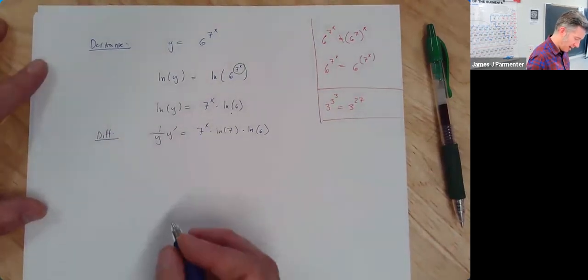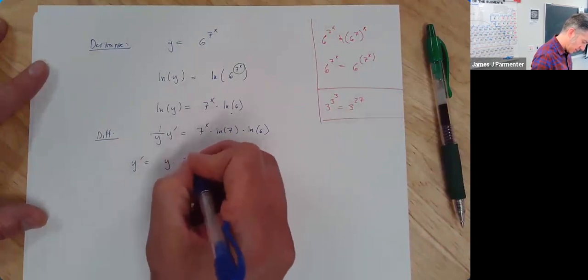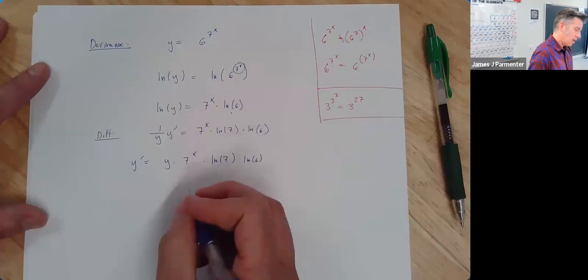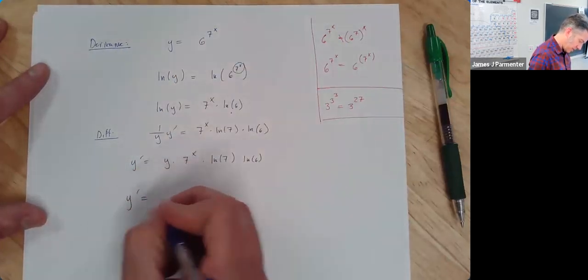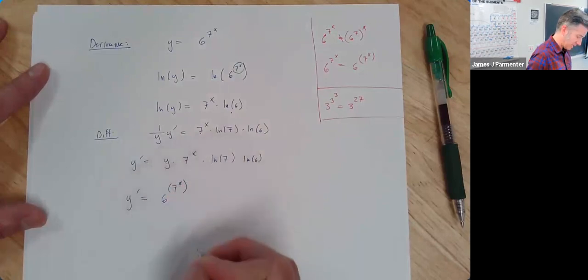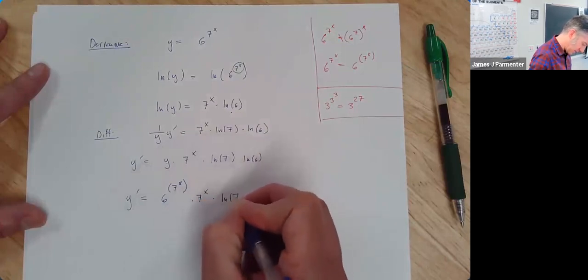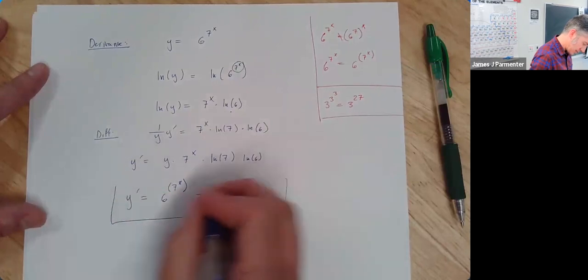Multiply both sides by y. So y prime is going to equal y times 7 to the x times natural log of 7 times natural log of 6. And then finally, replacing y with what it's equal to, y prime is going to equal 6 to the 7 to the x times 7 to the x times natural log of 7 times natural log of 6. It's kind of terrible.